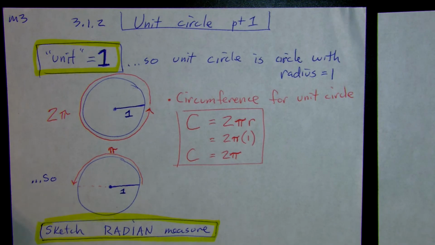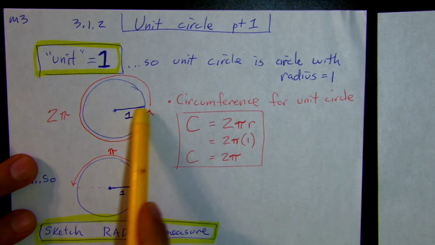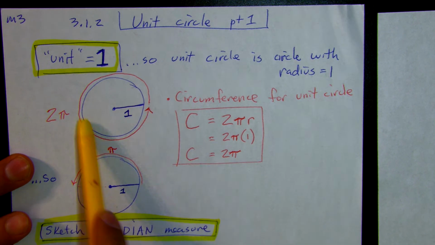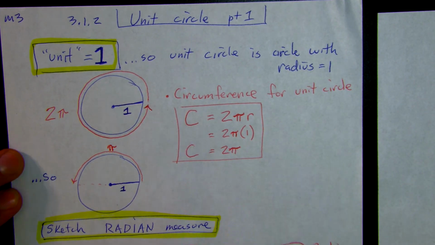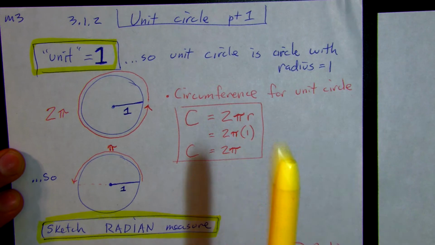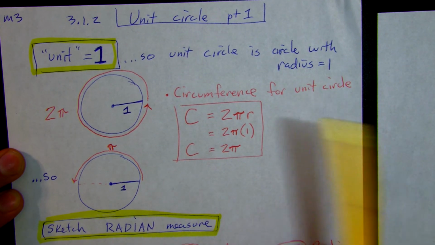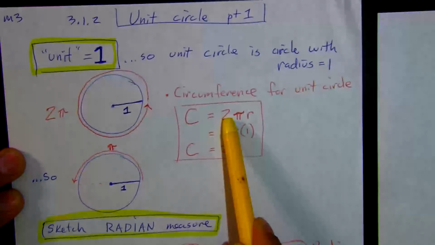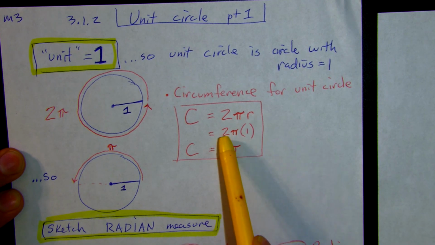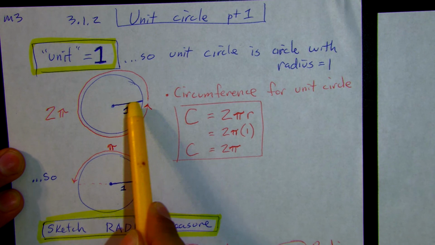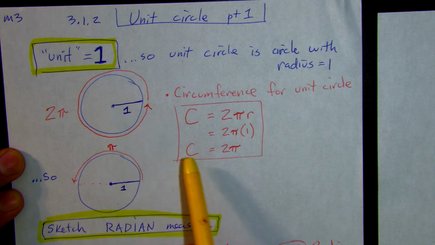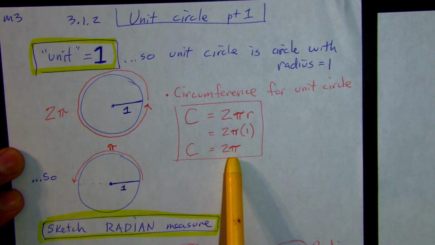You could figure out pi, the relationship between the circumference and the diameter or radius. So the circumference for a unit circle is going to be, our circumference formula, 2 pi r. So we plug in 1 right there, and what do we get? 2 pi times 1. So when you have a radius of 1 for a circle, the circumference is 2 pi. You see how that works?